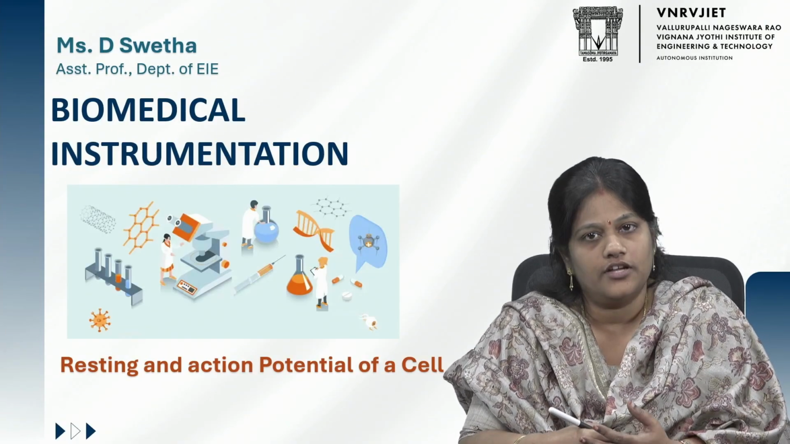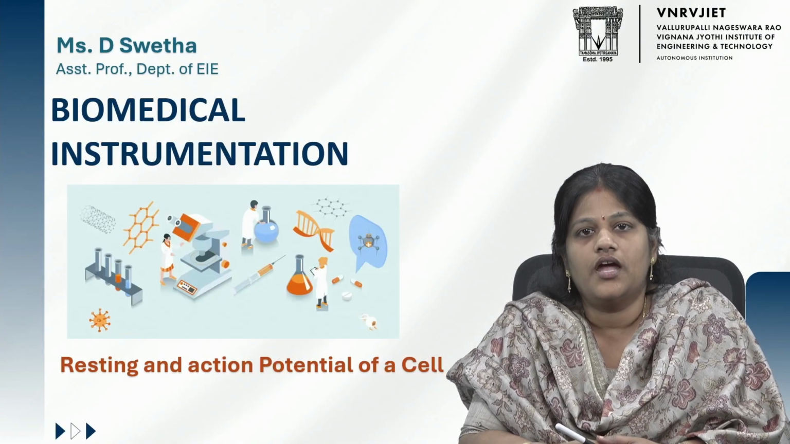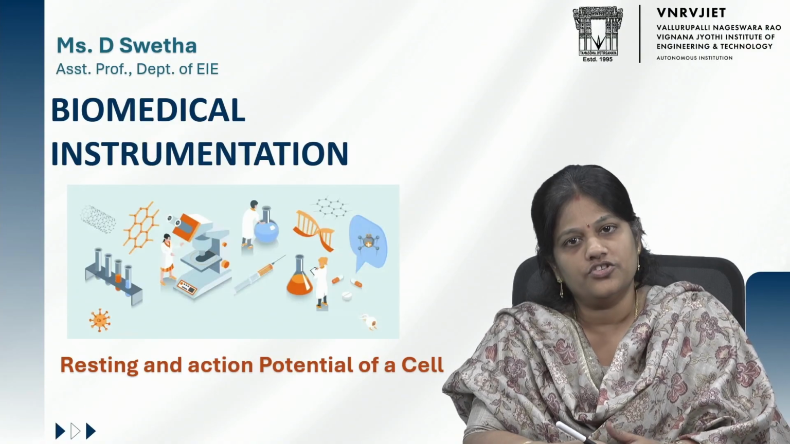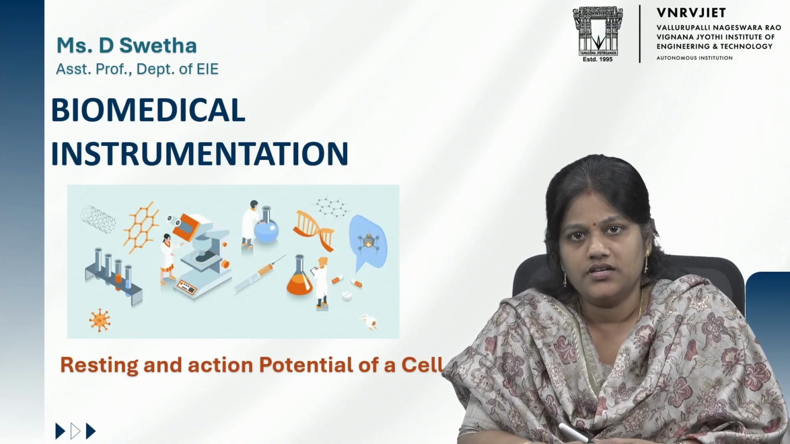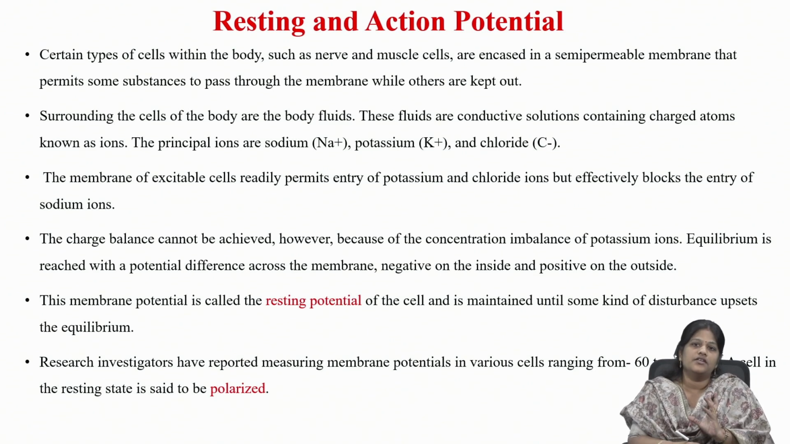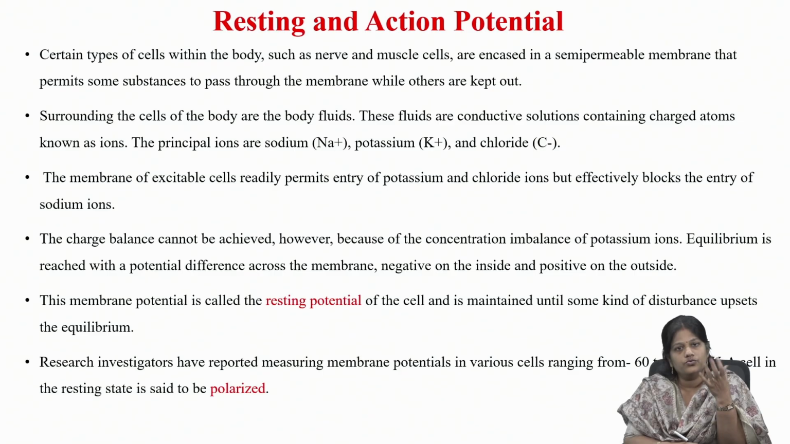I'm going to give my presentation on biomedical instrumentation. One of the topics is the resting and action potential taking place in a cell body. How the resting potential and action potential take place. Certain types of cells within the body, such as nerve and muscle cells, are encased in a semi-permeable membrane, which permits some substances to pass through the membrane while others are kept out.